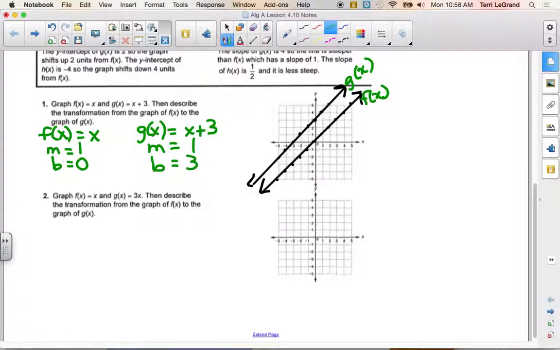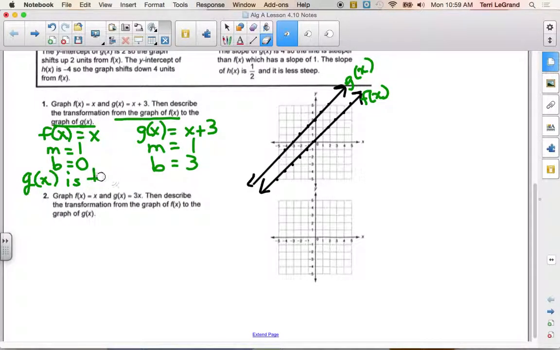Okay, and now it says, then describe the transformation from the graph of f of x. In other words, how did it change from being f of x to the graph of g of x? What transformation happened? Dakota? Yeah, but we're going to use the technical term, which is translated. It translated up how many units? 3 units. Okay, so let's put g of x is translated. Oh, that's not right. I don't want to say it that way. Sorry.